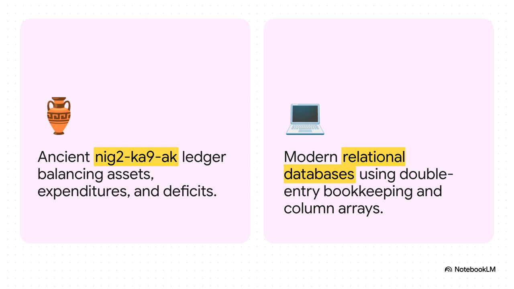And guess what? Today, we call that modern architecture. I mean, it's relational databases using double-entry bookkeeping and distinct column arrays. The crazy takeaway here is that this ancient Mesopotamian framework was a super rigorous ledger system that functioned exactly like the relational databases we build today to audit modern supply chains. It's the exact same thing.